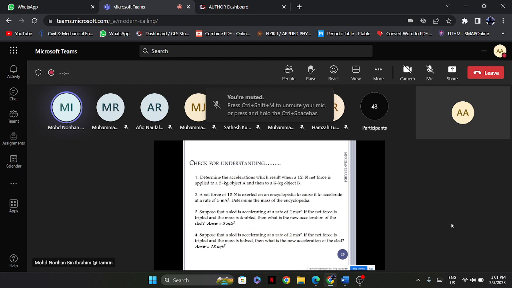Let's have a look at this check for understanding. The first question is: determine the accelerations which result when a 12 Newton net force is applied to a 3 kilogram object A and then a 6 kilogram object B. The keyword is to apply the basic equation of Newton's second law of motion, which is the sum of F is equal to ma. Basic equation F is equal to ma.